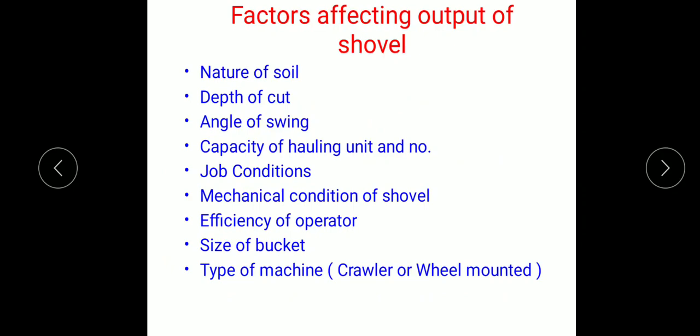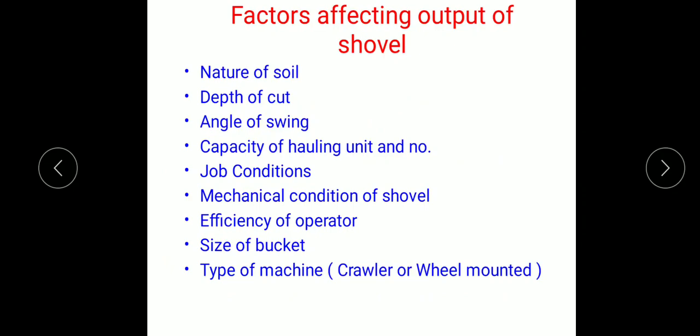So the first factor is the nature of soil. Generally the power shovels are applicable for clayey soil, because the bucket is operated towards the machine. So if it is a cohesive soil, or if it is a hard rock, then it may become difficult for the power shovel to excavate.